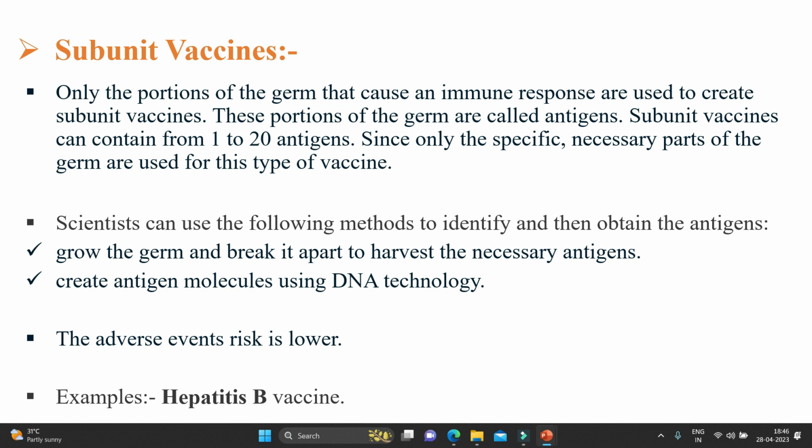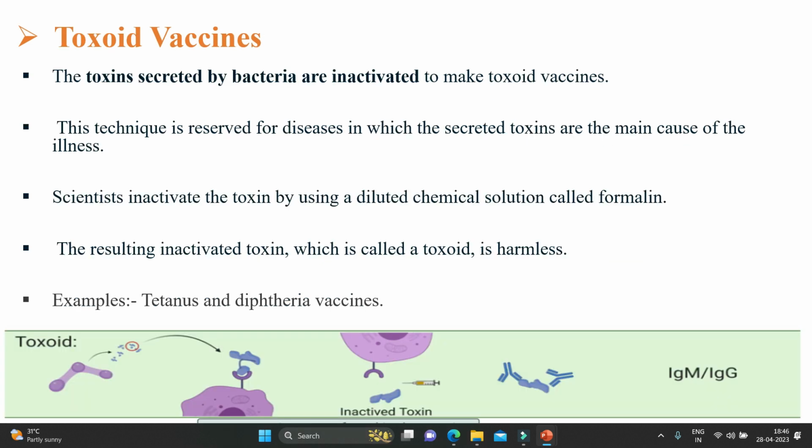Next. So one slide is left, inactivated vaccines. Second.